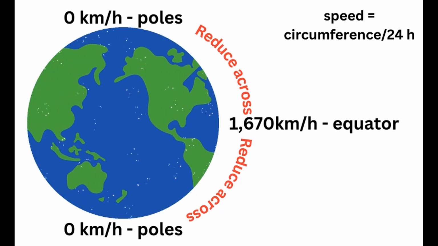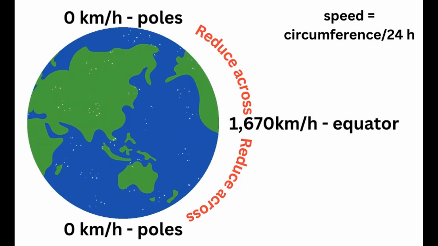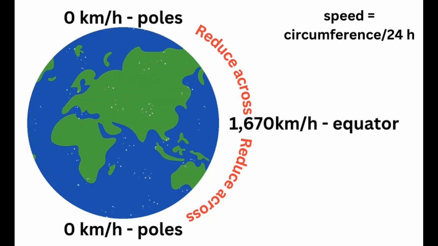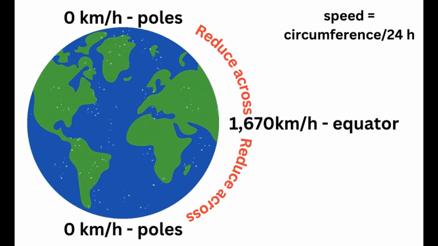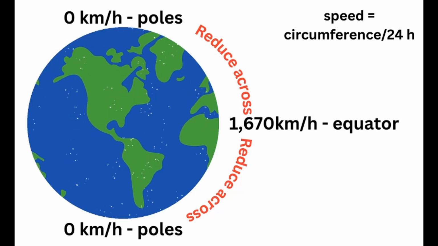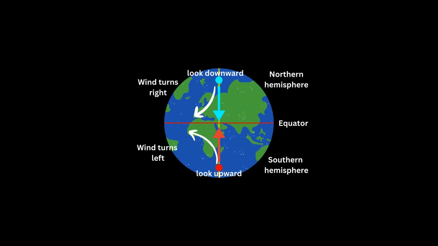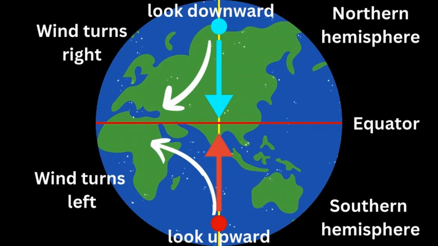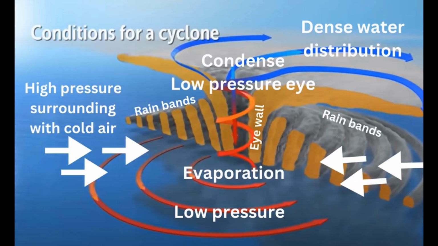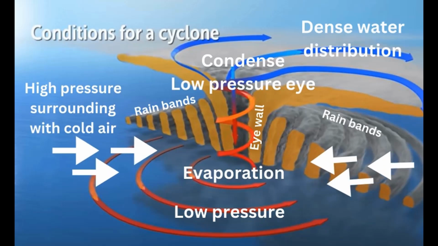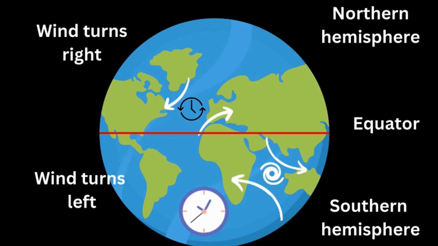The planet rotates west to east once every 24 hours. The equator zips along at 1,670 kilometers per hour, while the poles barely move. As air moves across this spinning surface, it curves, right in the northern hemisphere, left in the southern. In cyclones, air rushes into a low-pressure center. In the southern hemisphere, like with Cyclone Alfred, it deflects left, spinning clockwise. In the north, it spins counterclockwise.